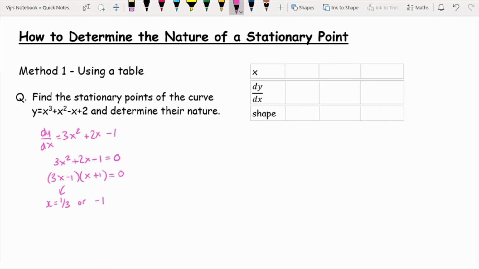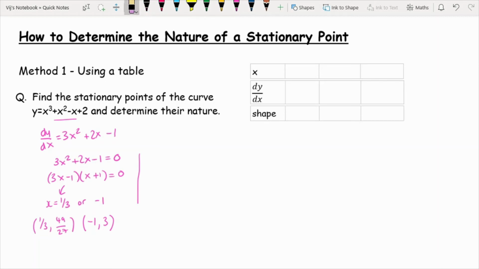Now finding the coordinates of those, if I substitute a third and minus 1 back into our original equation, I get the coordinate of a third and 49 over 27. And for the second stationary point, when x is minus 1, I get minus 1 and a value of 3.